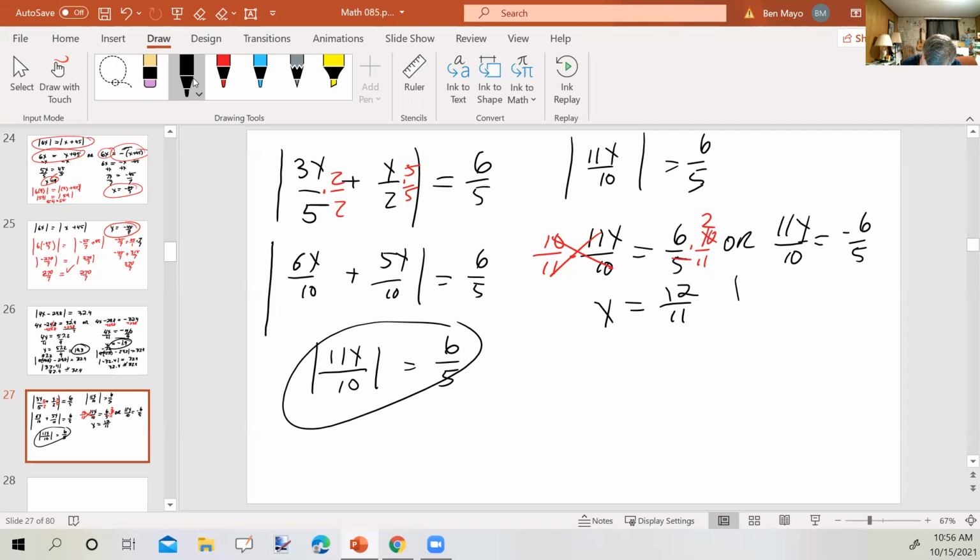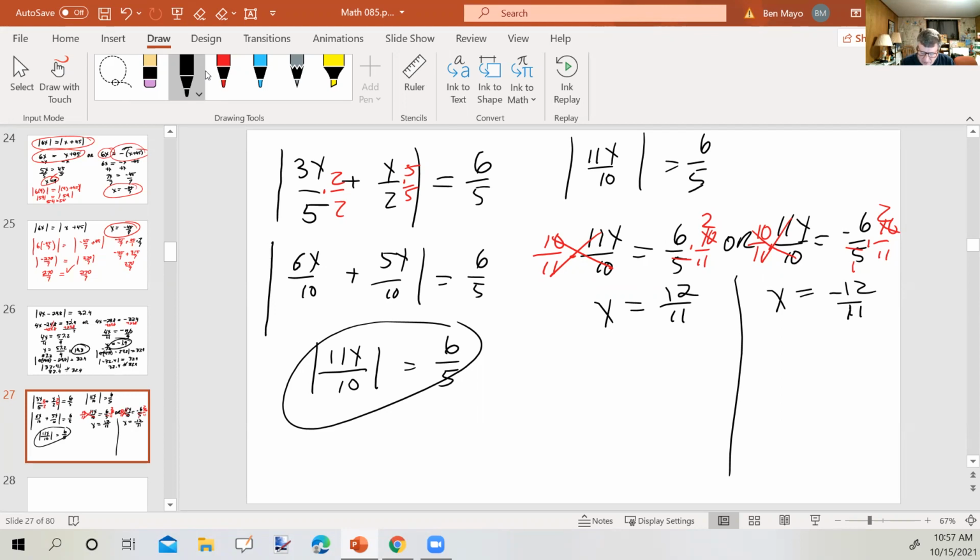Okay? Then here, the second one, we're going to do the same thing. My bad, sorry. We're going to multiply both sides by 10 over 11. The 10s and the 11s cross out. We get x equals, the 10 and the 5 reduce down to 2 over 1. X equals negative 12/11. Okay. So we've got two possible solutions. X equals 12/11, x equals negative 12/11.